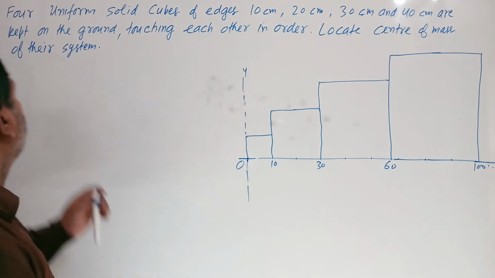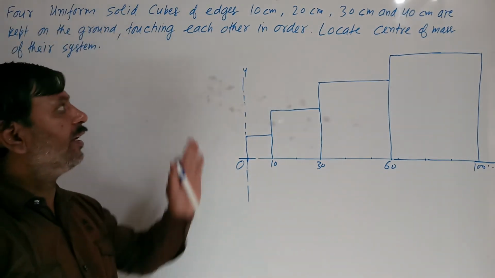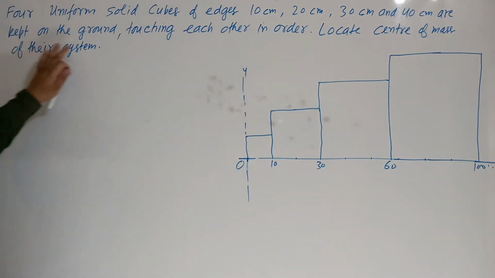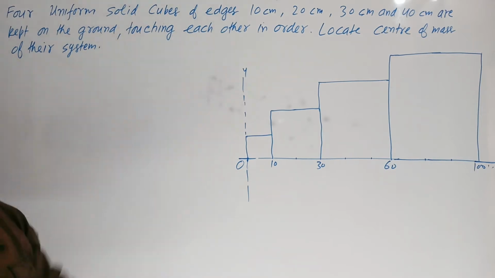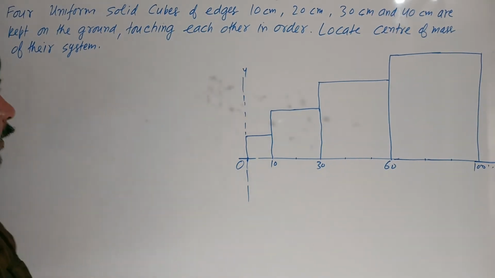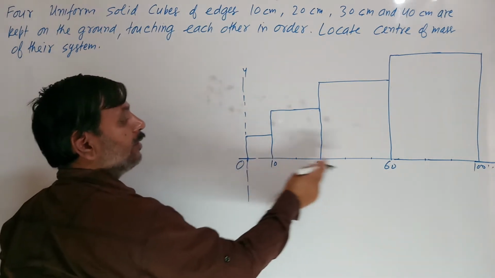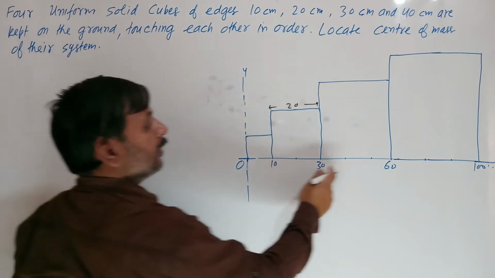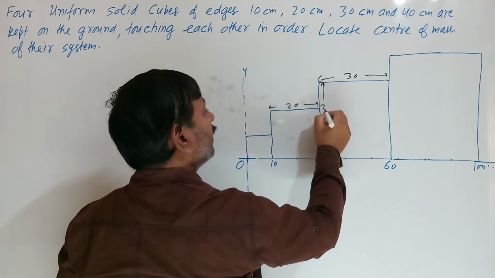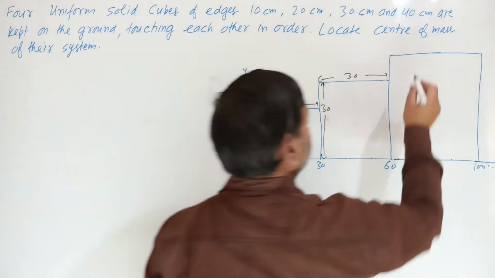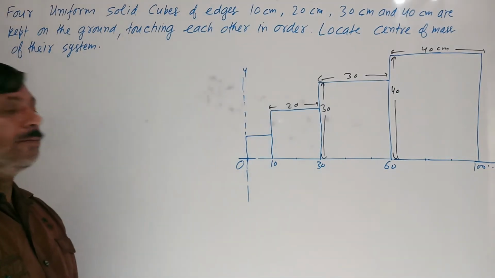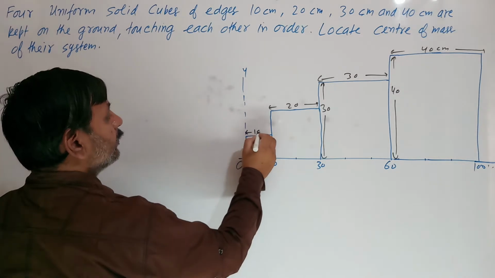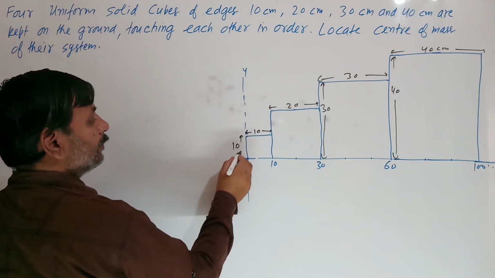One problem is there. There are 4 uniform solid cubes of edge 10 cm, 20 cm, 30 cm, 40 cm kept on the ground, touching each other in order. Locate the center of mass. A very interesting question. See here, 4 uniform solid cubes. One has length 10 and 10, this has length 20 and 20, this is a cube of 30 and 30, and this has 40 and 40.